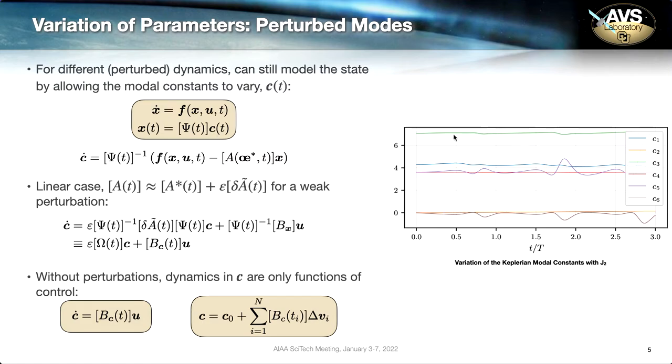And over here, we show how the Keplerian modal constants slowly vary under the action of J2, for example. And as a result of this approach, in the absence of perturbations, we get this simple linear form relating a sequence of delta V's to the resulting changes in C space.